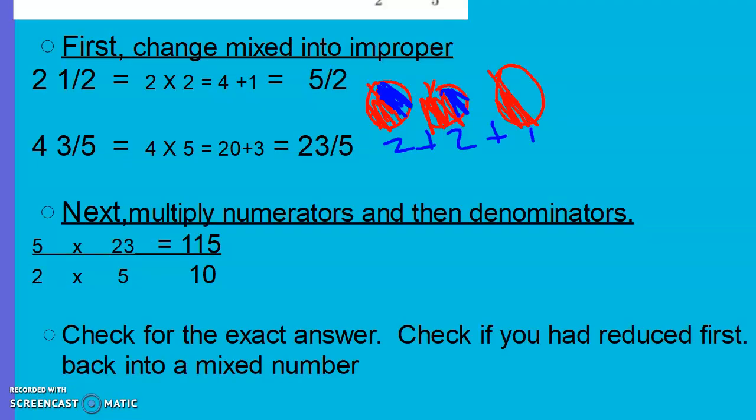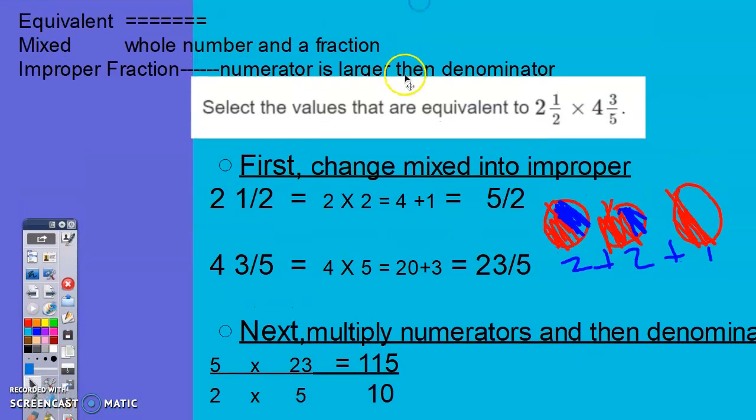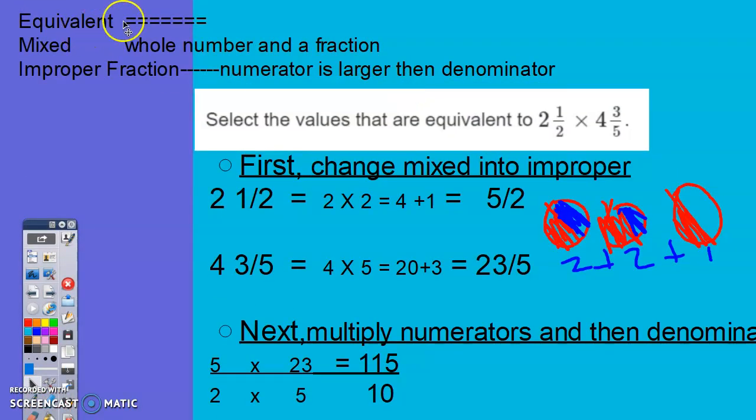When we're looking at our second problem, we're looking at a couple of words that we need to know for our vocabulary. Equivalent always means equal. Mixed number is a whole number and a fraction. And improper fraction means that the numerator, or the number on the top, is larger than the denominator, or the number on the bottom. Usually that's when we take our mixed number and turn it into an improper fraction because we want to do something to it. We want to multiply it or divide it, and we can't do it if we leave it as a mixed number.